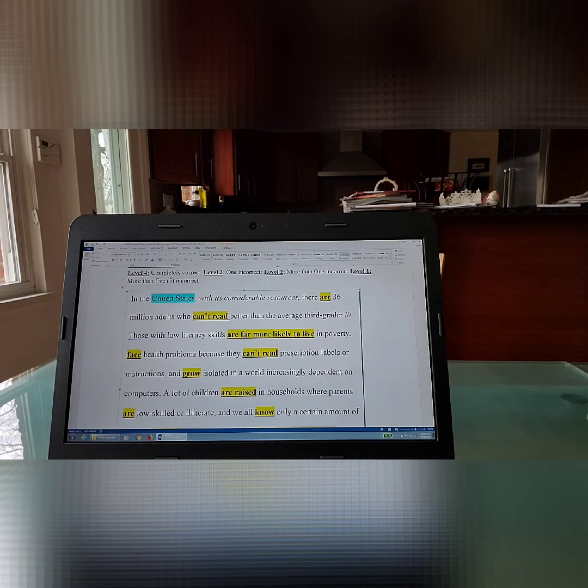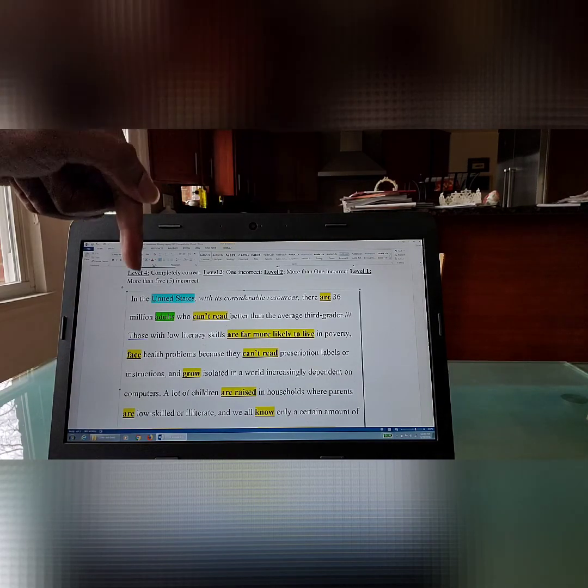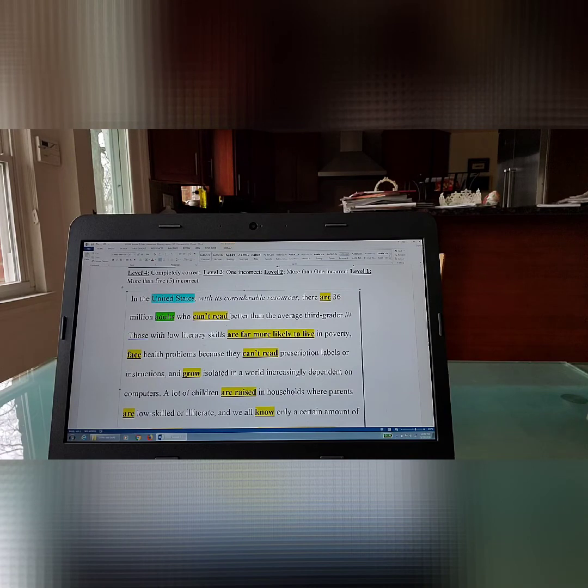So with the United States, you have a situation where in the United States, there are all of these adults, right? How many adults? Well, let's find another color that you can see. Ah, perfect. Right. Now, so United States, there are adults. Now, 36 million, so adults is what? It's a noun, right?